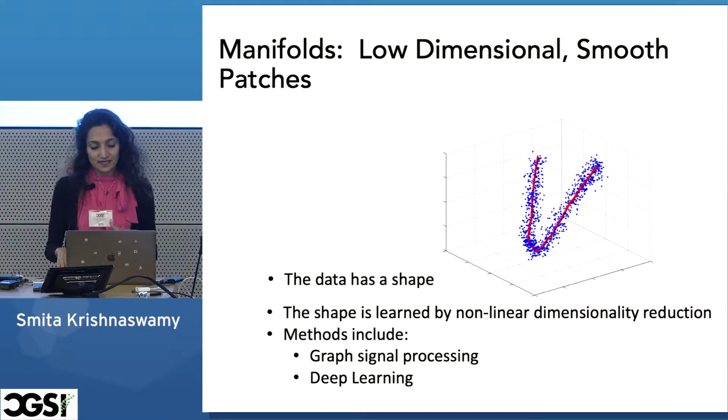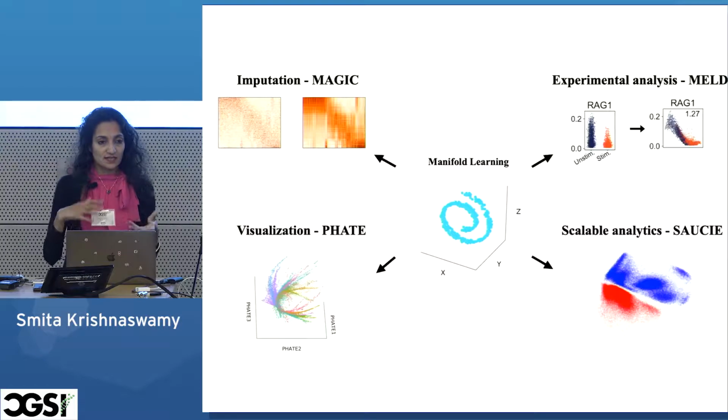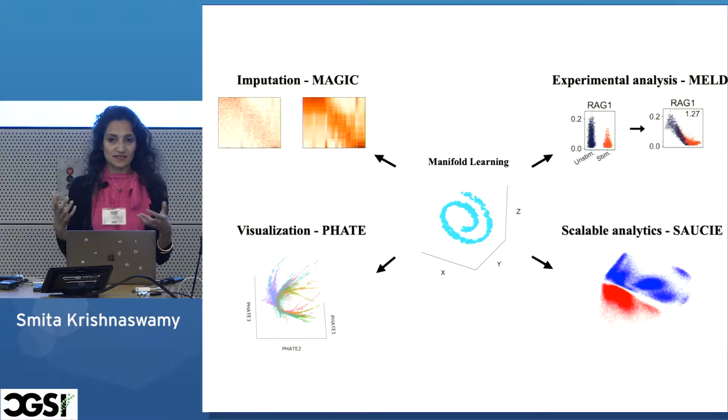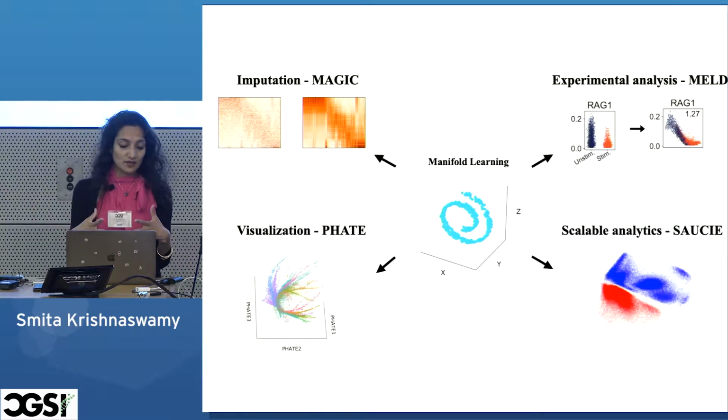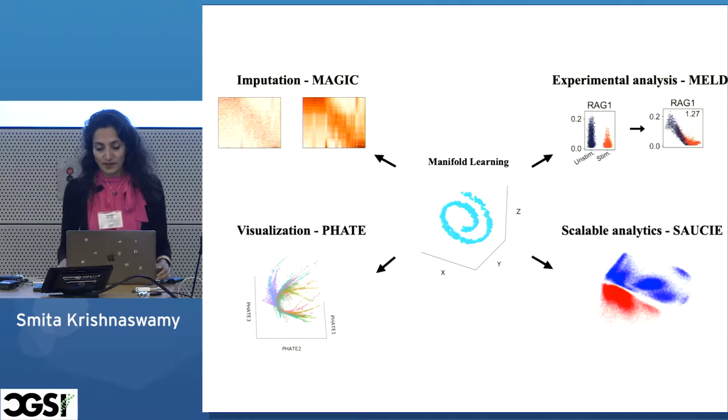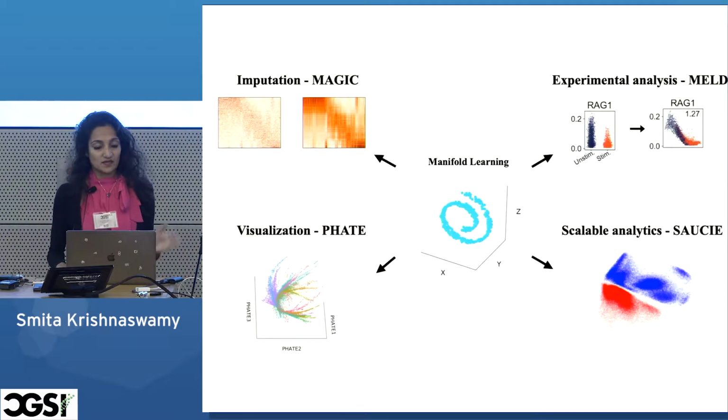And then using these, I'll go over several applications, but conceptually, all of these applications are in some way related to what I said about manifold learning the intrinsic shape. So if you do manifold learning, you can do things like denoising, visualization, comparing between experimental conditions, and comparing large batches of data with a neural network in a scalable way. So I'm going to get started on the first type of technique, which are graph signal processing techniques.